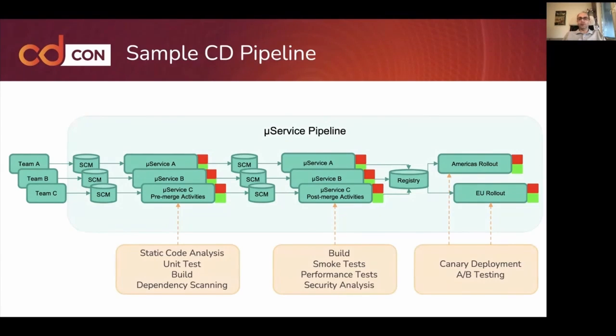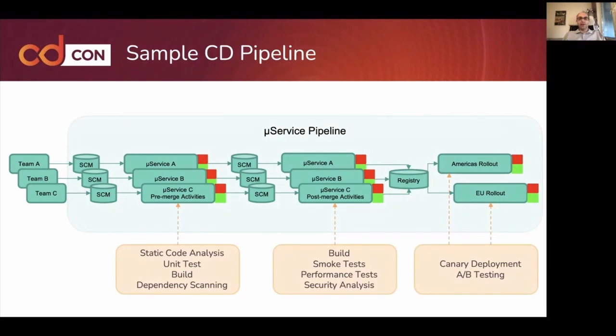They commit their code to source code management systems, and their code is gated in pre-merge, so they must pass static code analysis, unit test, build, and dependency scanning in order for that commit to be merged to their main branch. And once they pass those checks, and once they get approval from their peers as part of the peer review process, that code ends up on the main branch in their repository.